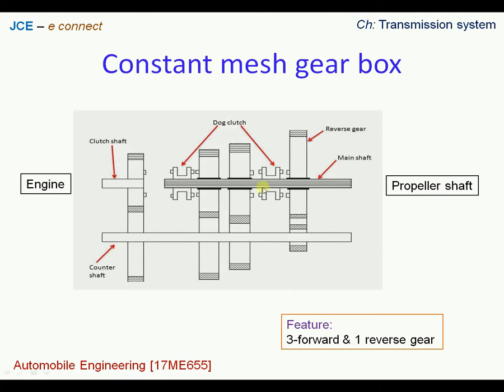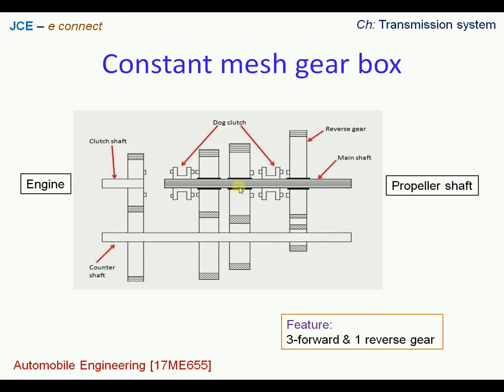However, the main shaft is not set into rotation because these gear wheels are not firmly attached to the main shaft. They are just revolving over the bearing, and the rotation is independent to that of main shaft. So that is about the neutral gear.